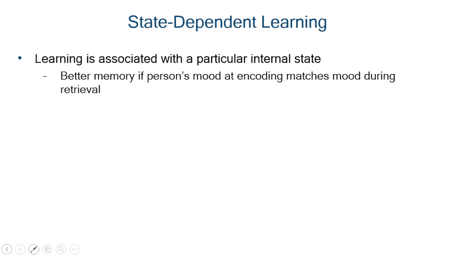Now, from this study, we also see how state-dependent learning is happening or can take place, di ba? Kasi nga nakita natin na in one particular condition, pinag-study nila yung mga participants na sad yung mood, and then they tested them when they were sad, and then they tested them again when they were happy, and what they found out is mas mataas yung results nung participants when they studied in a sad state and tested in a sad state as well. So this is connected with that particular result. So, ang nakikita dito is that better memory is seen if the person's mood at encoding matches mood during the retrieval.